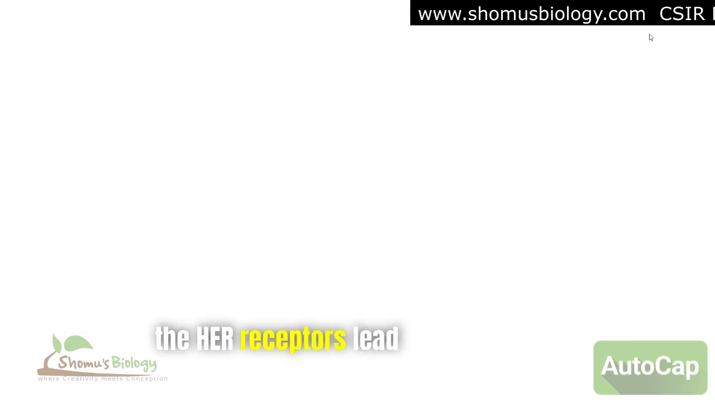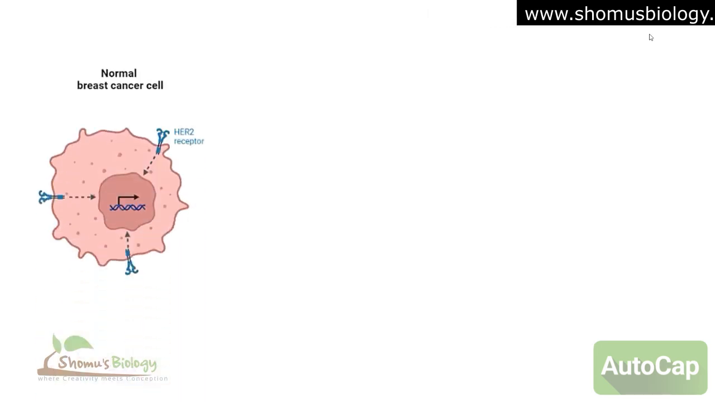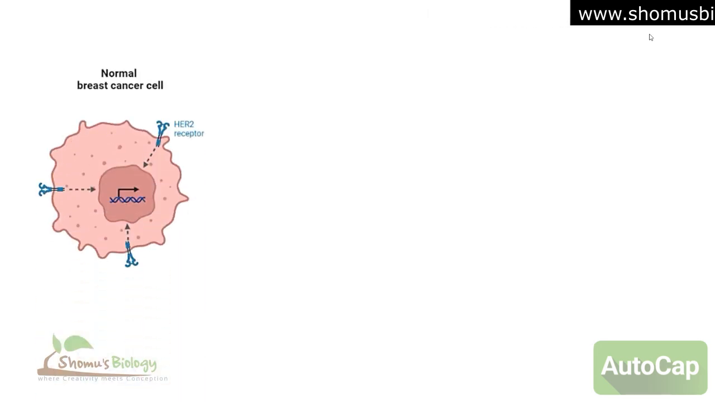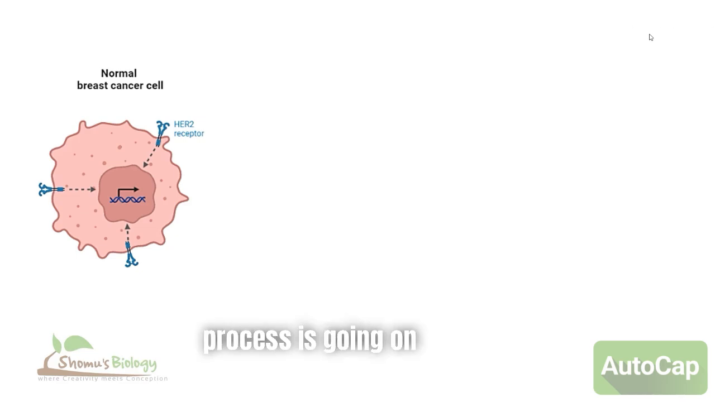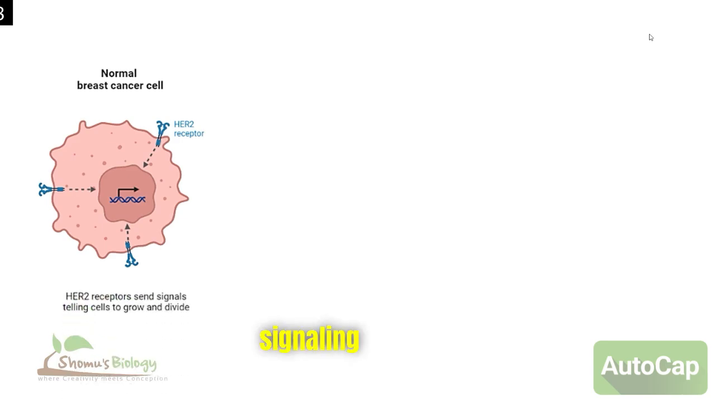Now let's look at the process of how exactly the HER receptors lead to cancer. First let's talk about a normal breast cell. This is how the normal breast cell looks. On the surface of the cell we have the HER2 receptor. And see, the normal signaling process is going on utilizing the HER2 growth receptor. So we have a normal signaling process, with limited HER2 receptors on the surface of the normal cell.